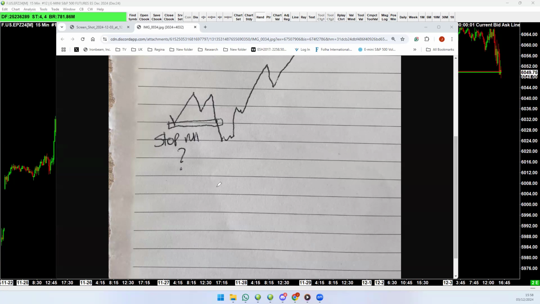So the look below and fail setup isn't necessarily a stop run type subtlety. No, don't worry about that. Take the stop run out of it right now. Don't worry about the stop run. The look below and fail, right?